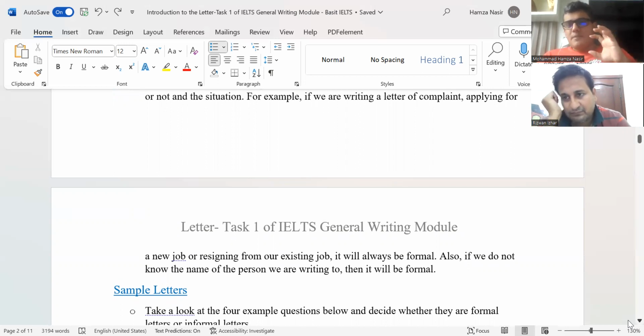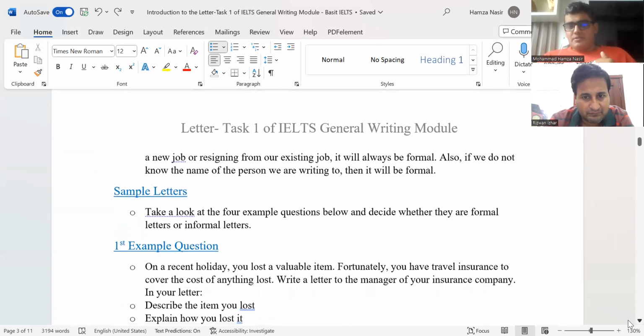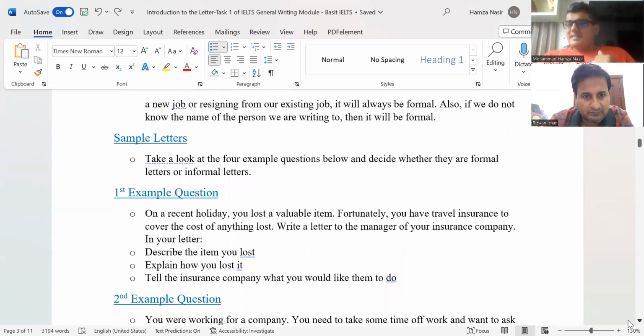अब चलिए चले, मैंने आपको different pointers बताया ना कि आपने किस तरह आइडेंटिफाई करना है formal letter को. अब नीचे थोड़ी सी मैंने आपके लिए एग्जांपल्स दी हैं. हम एग्जांपल्स को अब देखते हैं, फिर हम डिसाइड करते हैं कि ये फॉर्मल लेटर है या फिर आपका इनफॉर्मल लेटर है. ओके. सो लेट्स गो नाउ. So we're going to take a look at the 4 example questions below and decide whether they're formal letters or informal letters. Okay. First example.